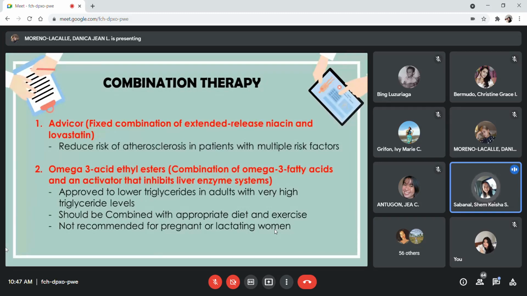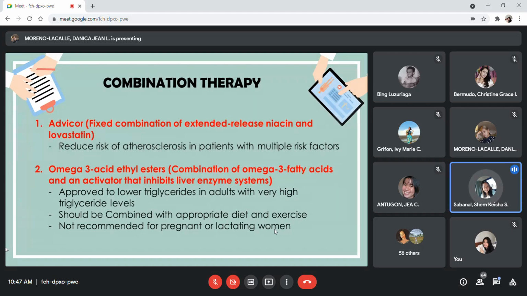So take note, guys, if you want to use Advicor, the drug is not intended as initial therapy and it should only be used if the patient has already been stabilized on lovastatin and the extended-release niacin and is found to tolerate those two drugs. So before you use the combination therapy.